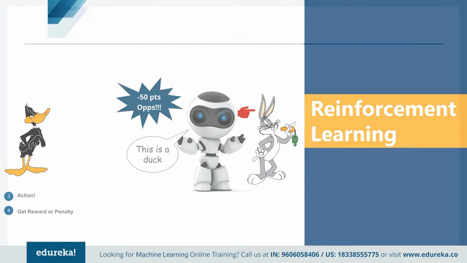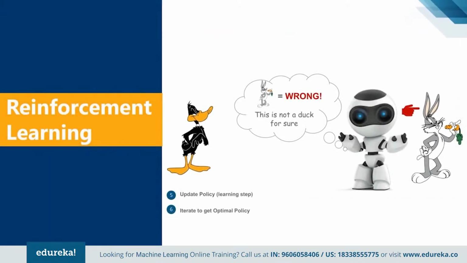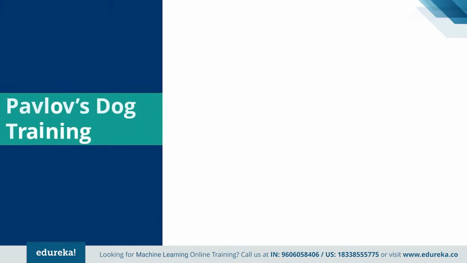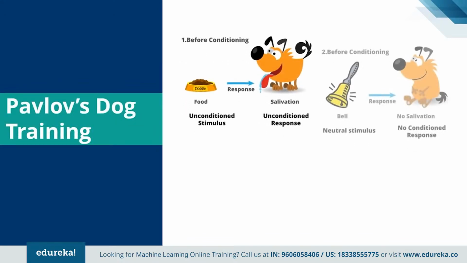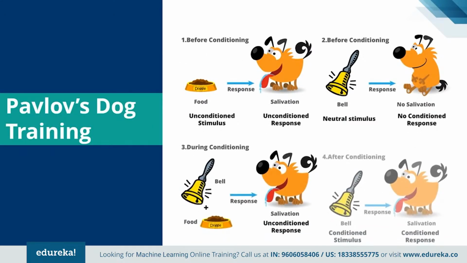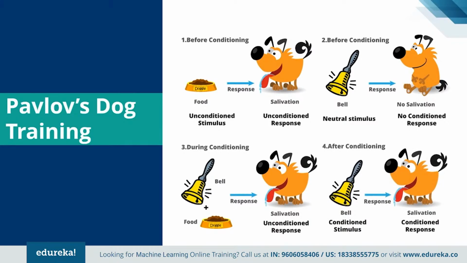Now after it gets the penalty point, the machine realizes that the path it followed, or the decision it made, was completely wrong. Thereby it updates its policy accordingly, and after many iterations, its policy gets optimized where the machine gives all the results correctly. Now let's see an example of how Pavlov trained his dog using reinforcement training. This should make things easier for you to understand.